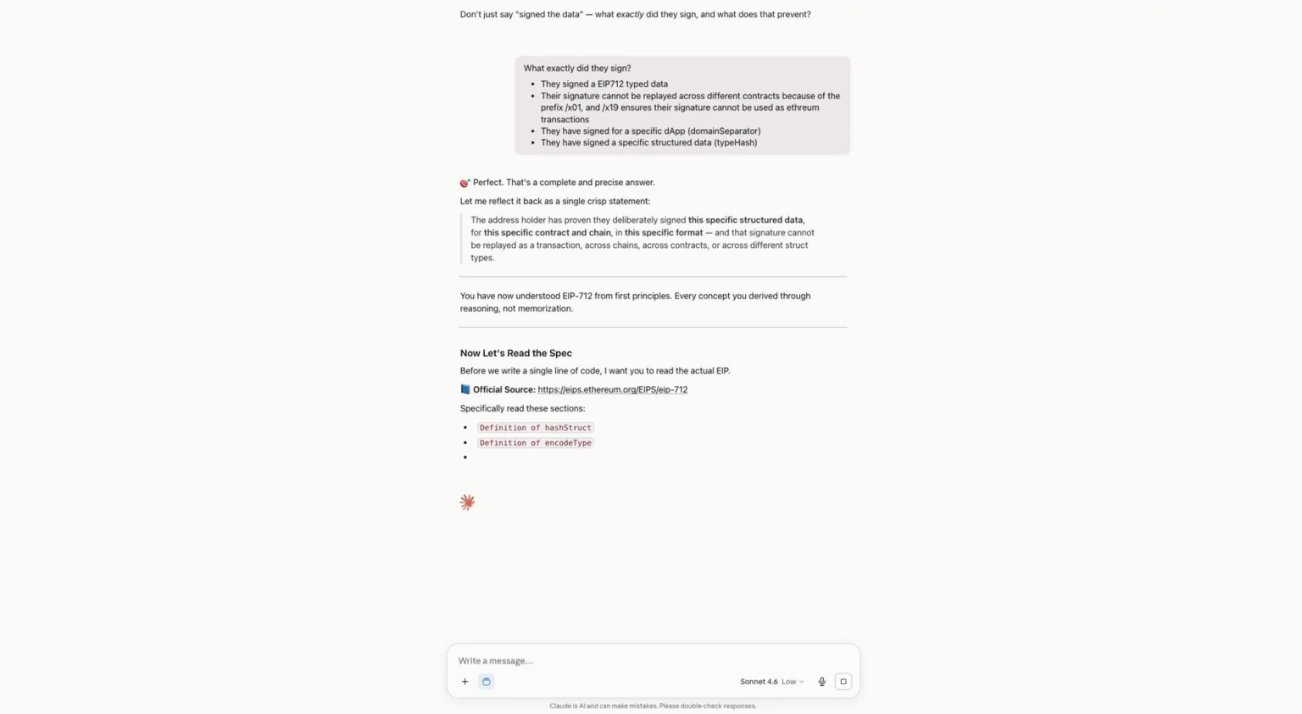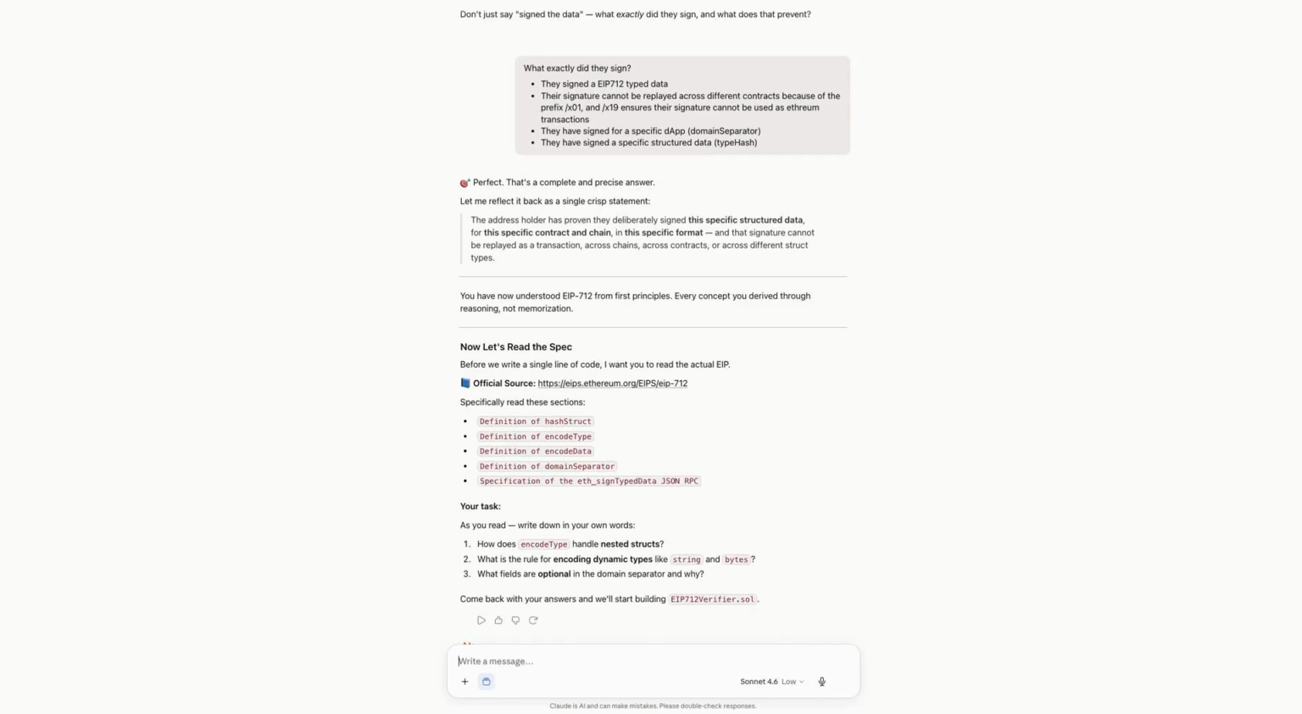Okay, the address holder has proven that they deliberately signed this specific structured data for this specific contract and chain in this specific format, and that signature cannot be replayed as a transaction, across chains, across contracts, or across different struct types. You have now understood EIP-712 from first principles, every concept you derived through reasoning, not memorization. Now let's read the specification. Before we write a single line of code, I want you to read the actual EIP. Specifically read these sections: definition of hashStruct, definition of encodeType, definition of encodeData, definition of domain separator, specification of the eth_signTypedData JSON RPC.